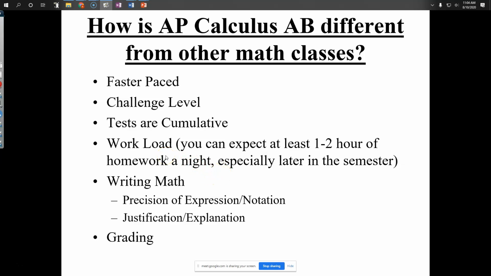Every test in here is going to be cumulative. After all, this is an AP class. I'm preparing you for an AP exam, and the AP exam is cumulative. So to prepare you for that exam, every test we take will be cumulative. That means when we take a test in Unit 3, you will also be tested on things from Unit 1 and 2. It will come back.